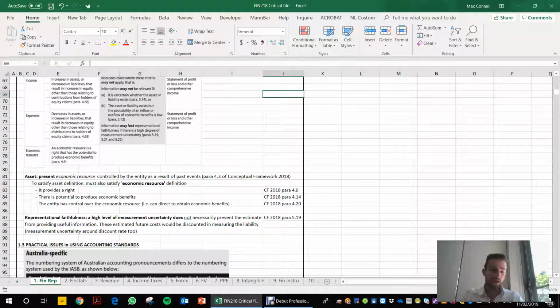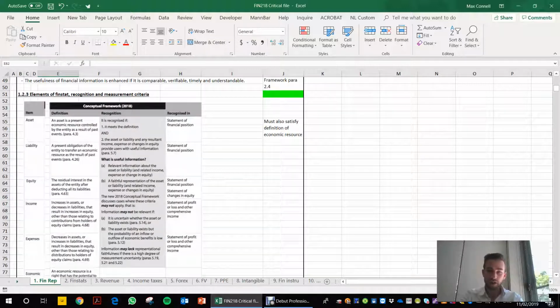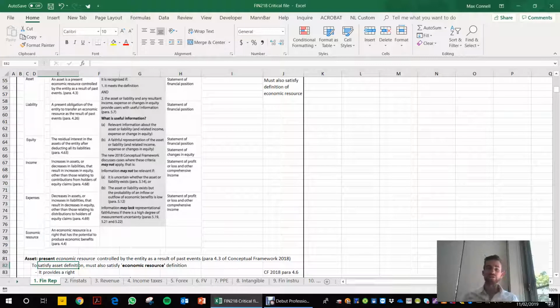I'll just skip over economic resource. It's basically anything that brings future economic benefits. So they're pretty high level stuff. Most of you will generally know what an asset is. The only time it might come up is in your quizzes, when you might be tested on the definition, but again, it's not really worth a lot of marks.